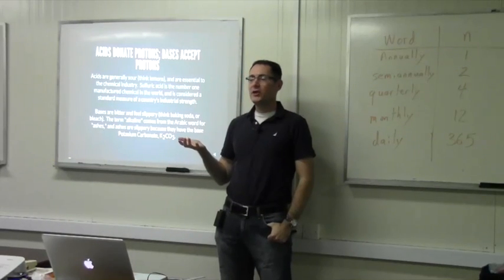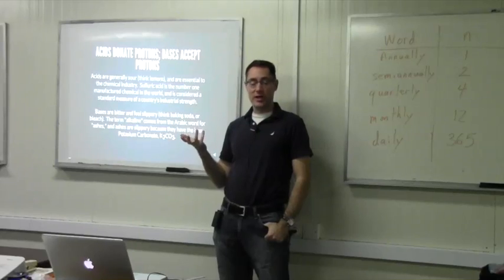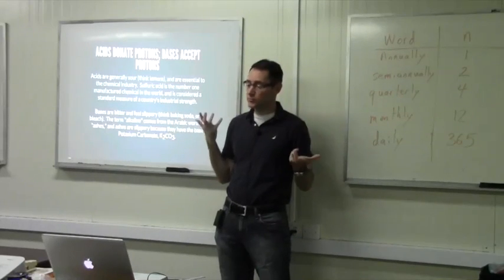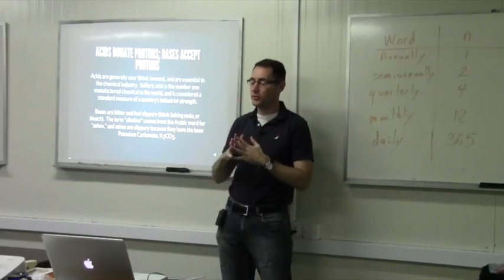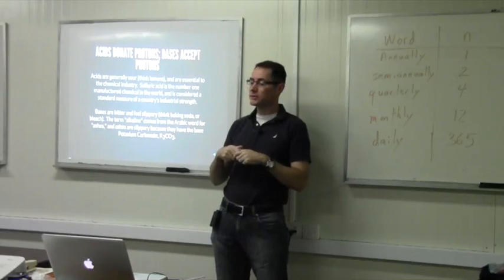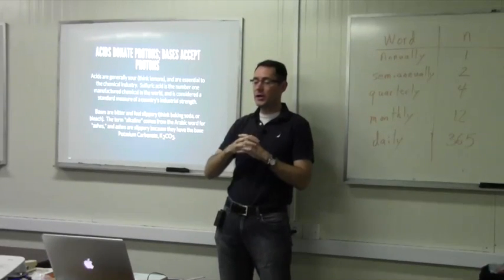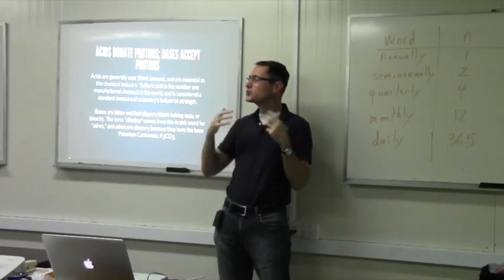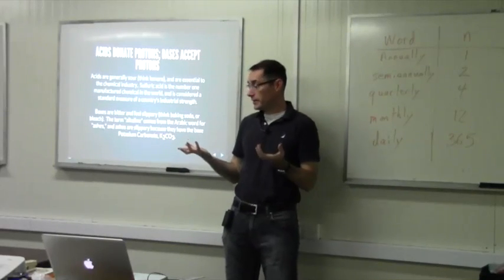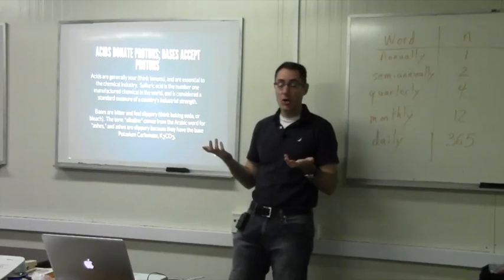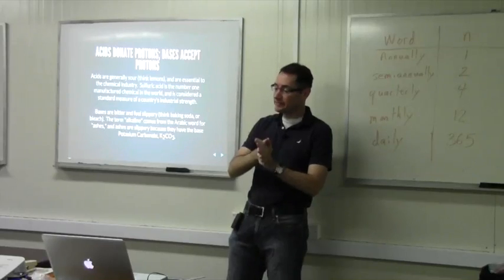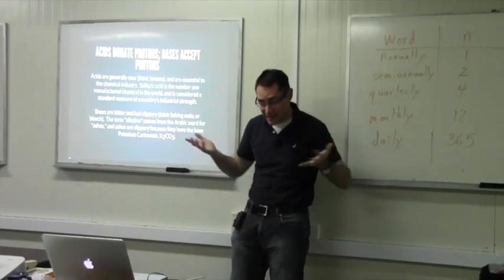When you think about acids, they're generally sour, right? Lime juice, orange juice isn't too bad, but orange juice has a lot of sugar in it. Lemon's kind of sour, lime's somewhat sour. But acids are extremely important to the chemical industry, actually. There's sulfuric acid, which is a strong acid, and in fact, the number one manufactured chemical in the entire world.